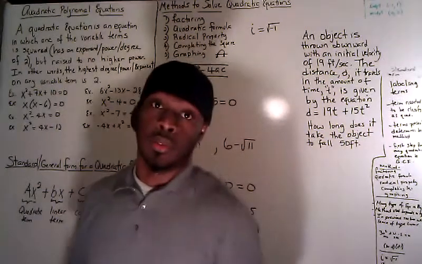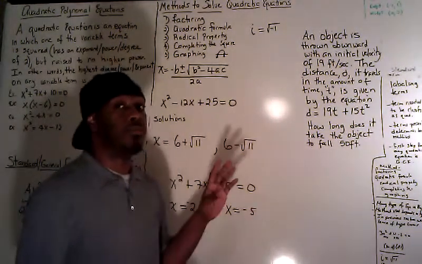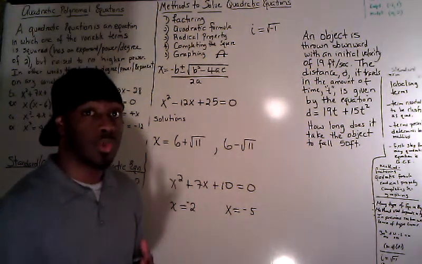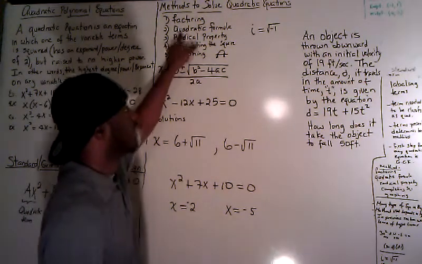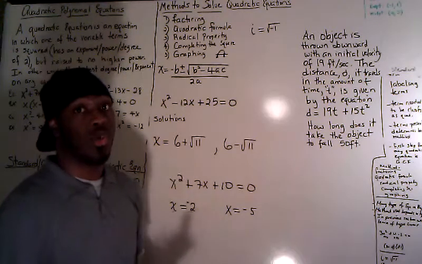In our study of using the quadratic formula, we learned that it is one of four methods that we can use to solve a quadratic equation. Some of the other methods are factoring. We could also use the radical property. We could also use completing the square.